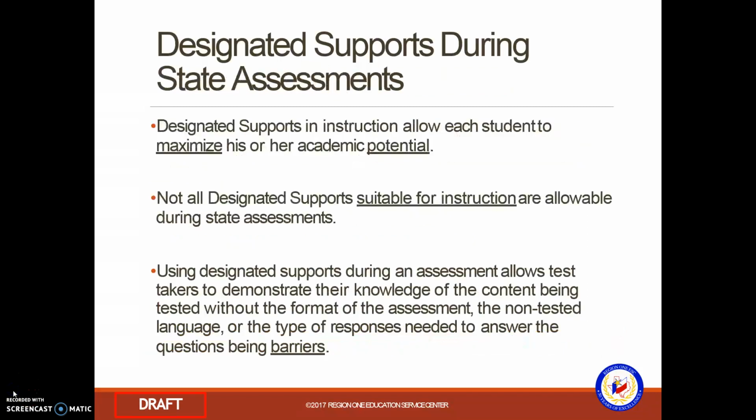Designated supports during state assessments. Remember, we do have designated supports that are available for instruction that allow the students to maximize their academic potential. Not all of these designated supports are suitable for testing. Using designated supports during an assessment allows the test taker to demonstrate their knowledge of the content being tested.